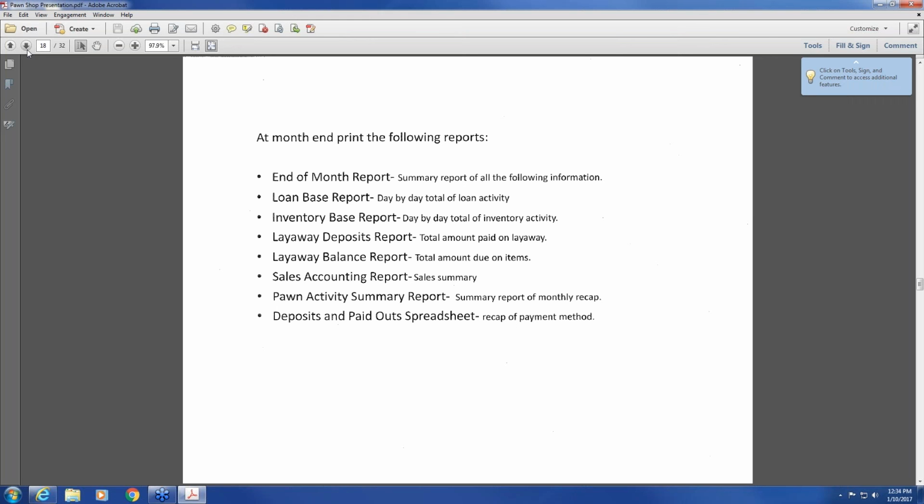So these are reports that I print out of Bravo each month at month end because for the few clients that I've got that are doing Bravo, we're posting things manually. We're not using the integration. So I print out the end of the month report, the loan-based report, the inventory-based report, the layaway deposits and balance report, the sales accounting report, the pawn activity summary report, and the deposits and paid out spreadsheet.